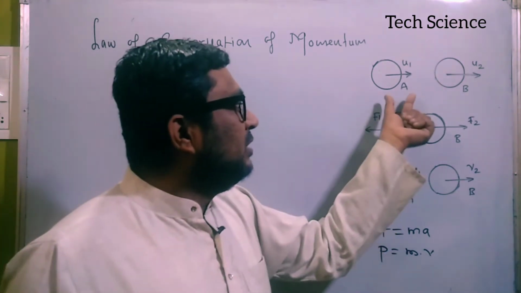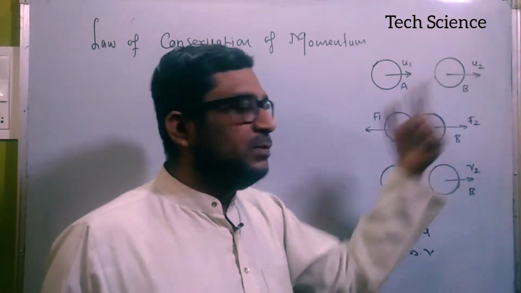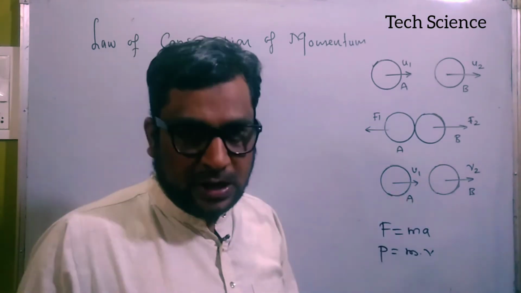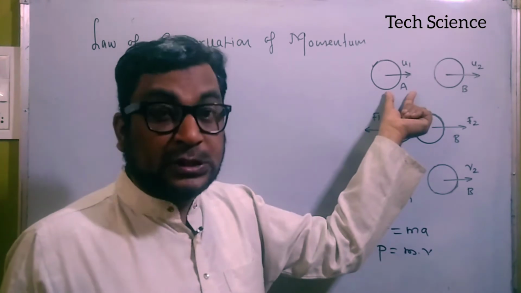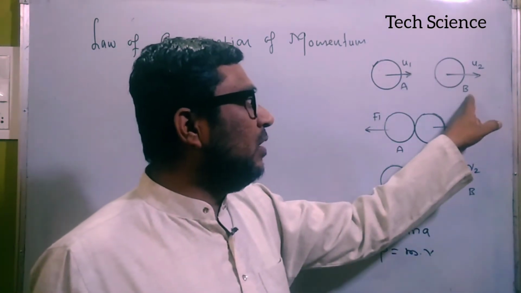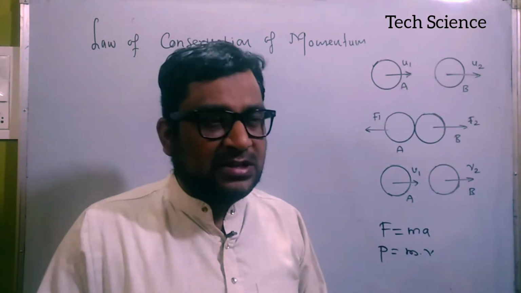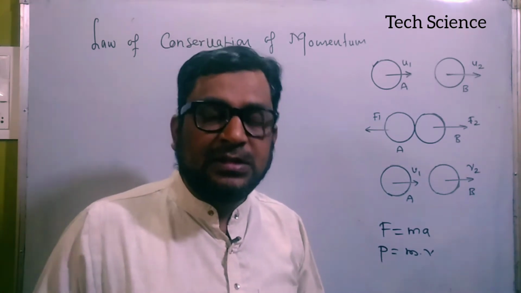So this is the first sphere, called A, and the second sphere, called B, and they are moving along a straight line. During this journey, the initial velocity of sphere A is u1 and the initial velocity of sphere B is u2. One mandatory condition you have to consider here is that they have the same density.